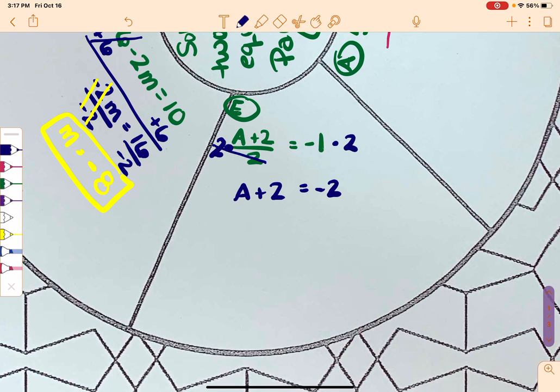Okay, now if I want to get a by itself, I got to get rid of this. So the opposite of adding 2 is subtracting 2. So -2 minus 2 is going to be -4.